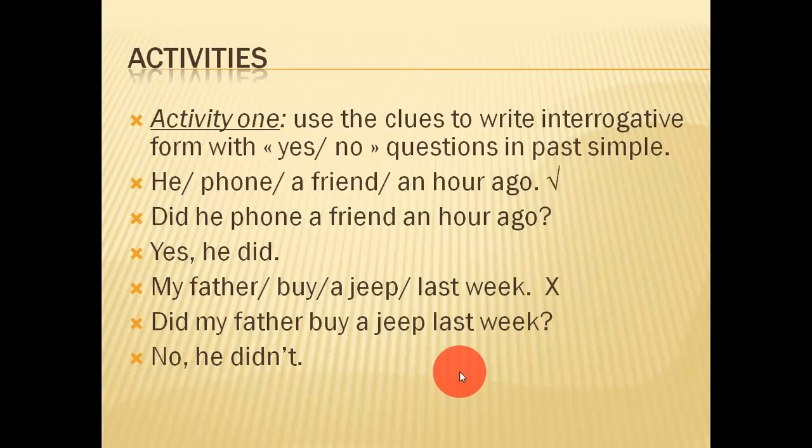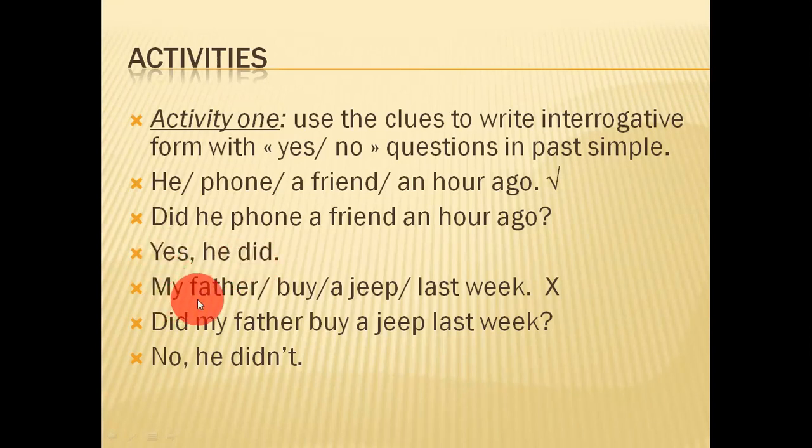You have an activity, two activities actually. Activity 1, use the clues to write interrogative form with yes or no questions in past simple tense. So what are the clues? He, phone, this is the verb, a friend, an hour ago. This tick means we are going to answer with yes. Did he phone a friend an hour ago? Yes, he did.